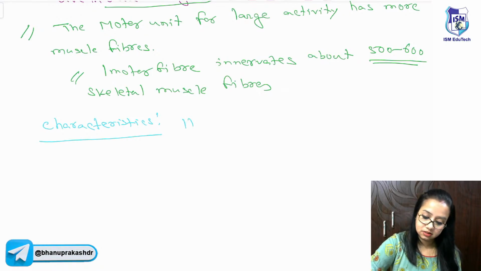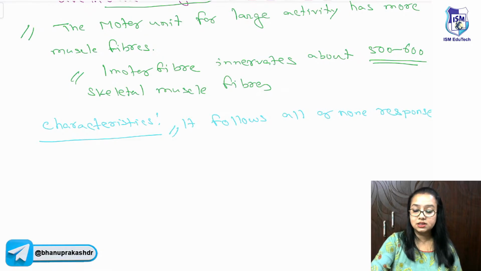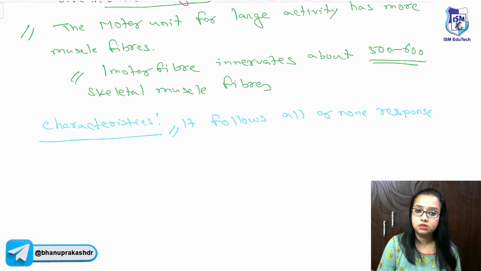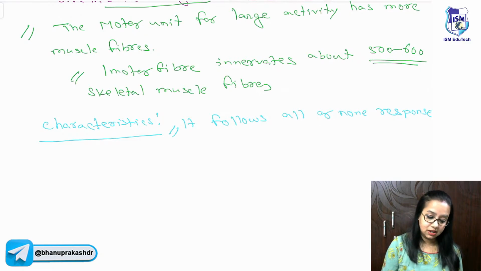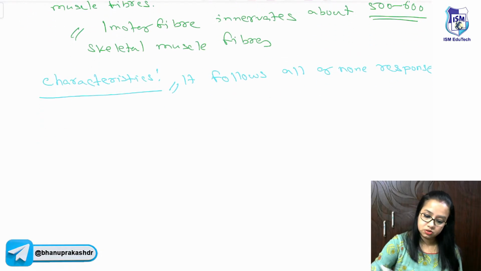Characteristics is that it follows all or none response. Upon stimulus, either the whole motor unit will show action potential and undergo contraction, or none of it will. It will not be that only a few fibers from the motor unit are showing in normal healthy physiological condition and others are not. This will not happen. It will be an all or none response.